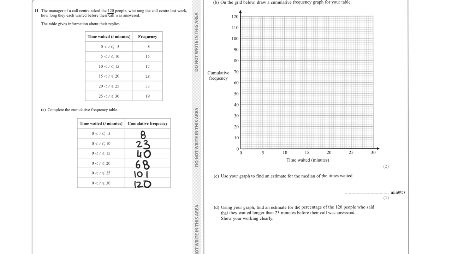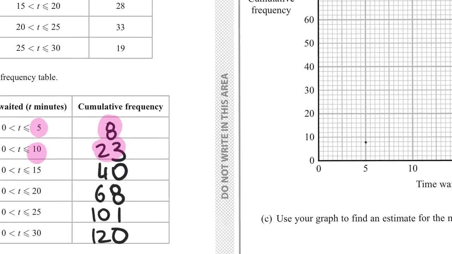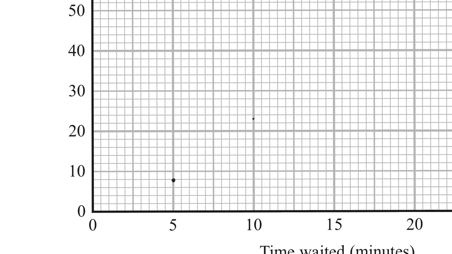So what we're going to do is we're going to plot the points, and we're going to plot them by using the last number on the interval against the cumulative frequency. So the last number against this. Okay, this is how it's going to work. So for the first one, it's 5 and 8. So 5 and 8 is here. The next one is 10 and 23.